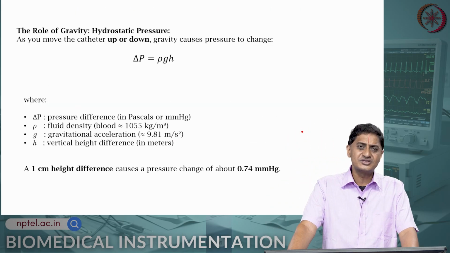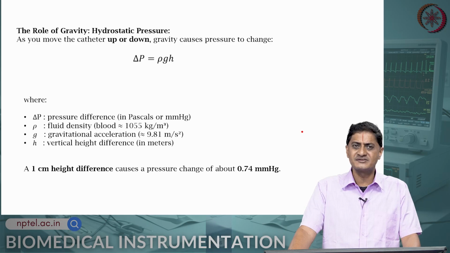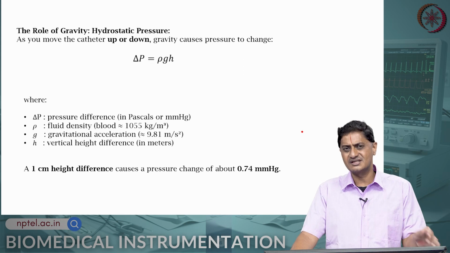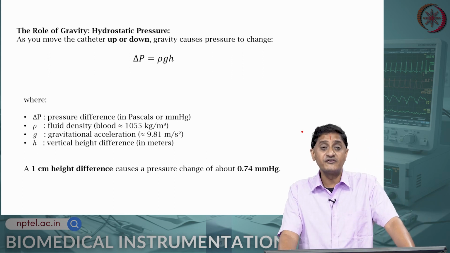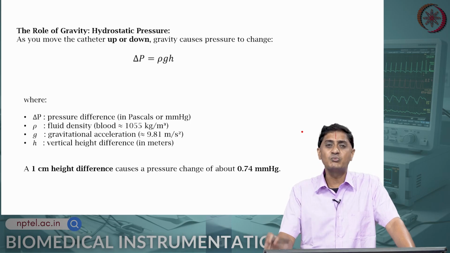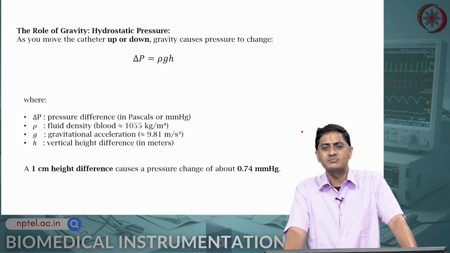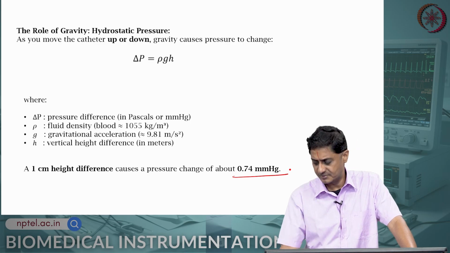So, there is this hydrostatic pressure. As you move up or down, gravity causes pressure to change. That change in pressure is essentially rho g h, where rho is the density of this fluid. In this case, blood has a density of 1055 kg per meter cube. A small change of approximately 1 centimeter in height essentially causes a pressure change of about 0.74 millimeter mercury.